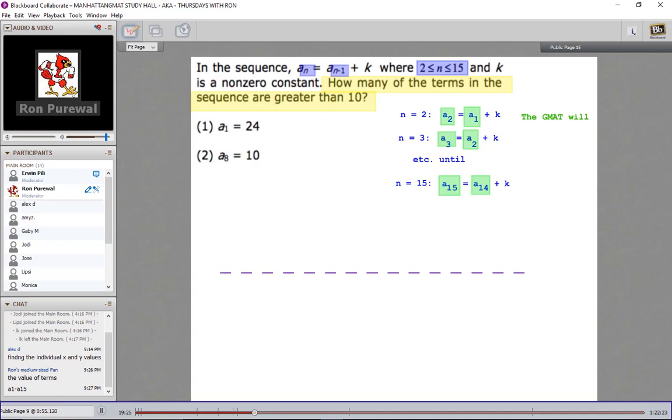So if you do get a sequence question, I promise you the GMAT will always start sequences with term number 1. If you've done things like Fourier series or Taylor series, a long time ago when you took calculus, you might have started series with term number 0. They don't do that here. They're always going to start with term 1. So keep that in mind. Okay. So we have 15 terms.